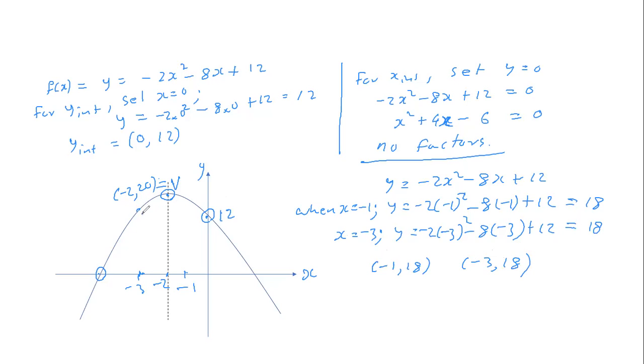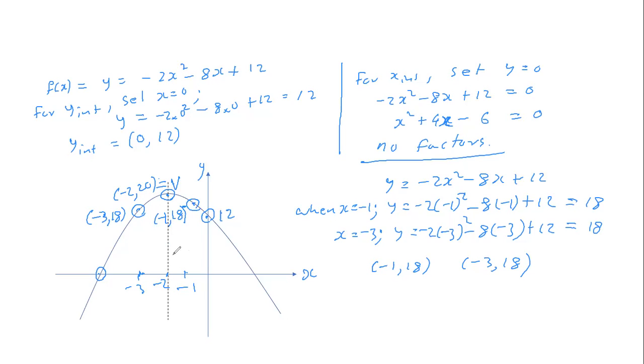This point, negative 3, comma 18, this point, negative 1, comma 18. Right? This point. Okay. Once we have 1, 2, 3, 4 points, we can draw the parabola.